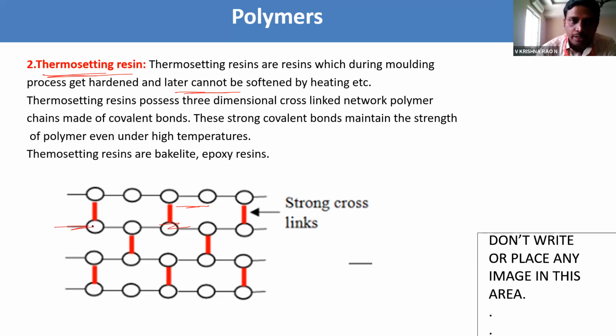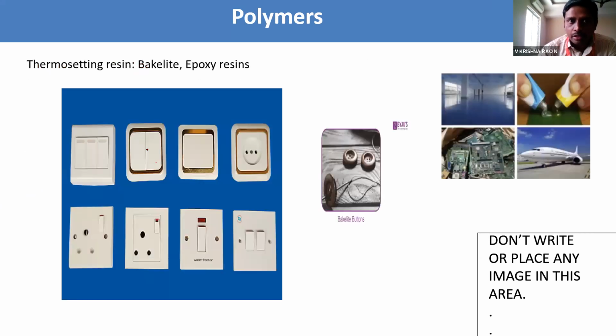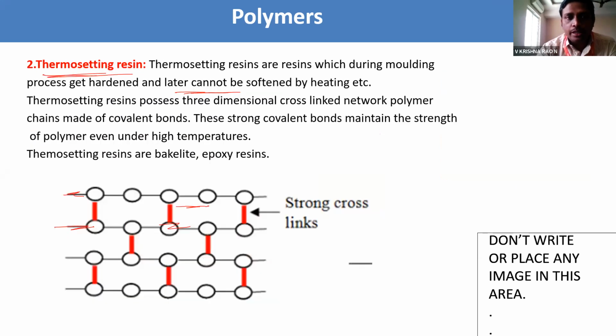Examples of thermosetting resins are bakelite and epoxy resins. Bakelite is what switchboards are made of. Switches are made up of this bakelite, and the epoxy resins. So what actually are thermosetting resins? Resins which get hardened during the molding process and later cannot be softened by heating the polymer.